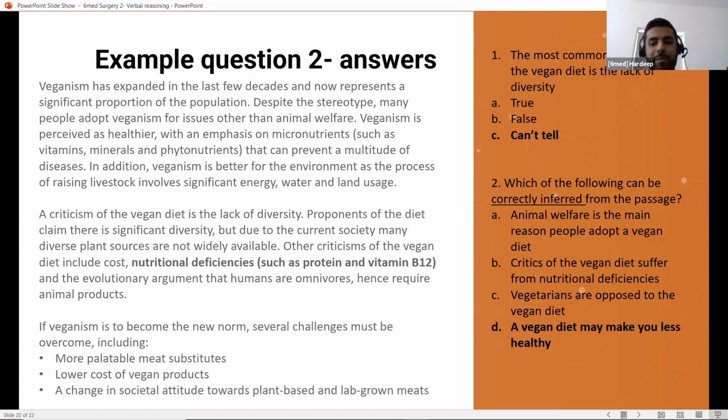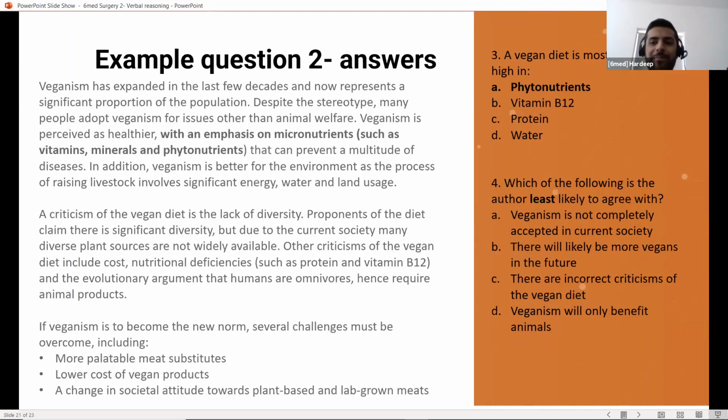Another thing to remember, by the way, this was written just in the style of the UCAT. So some of this information isn't actually correct. So if anyone is a vegan, I'm not trying to be inflammatory.